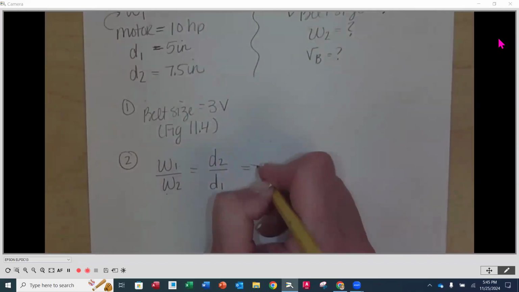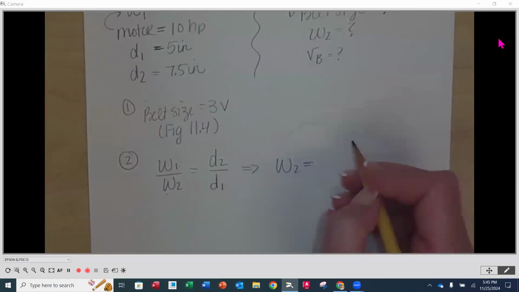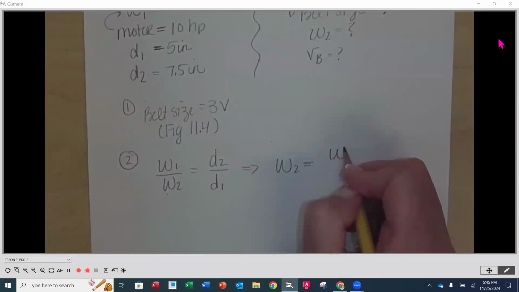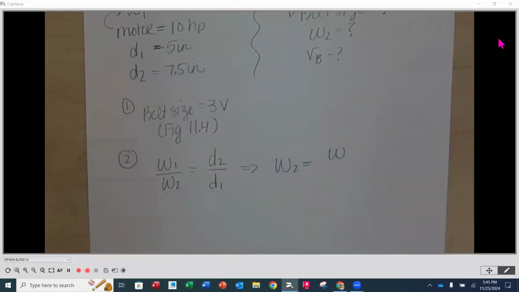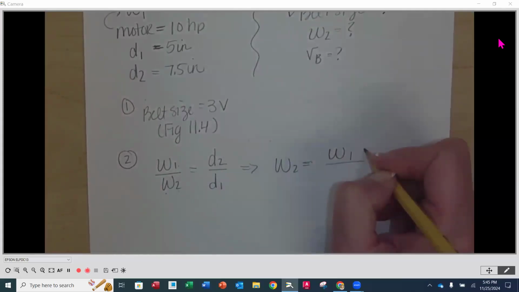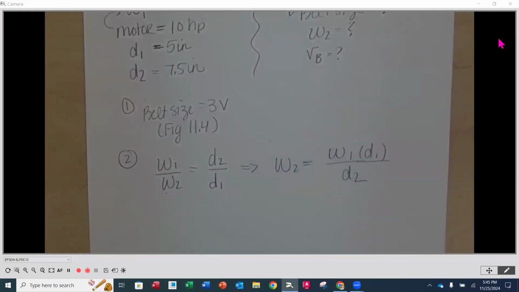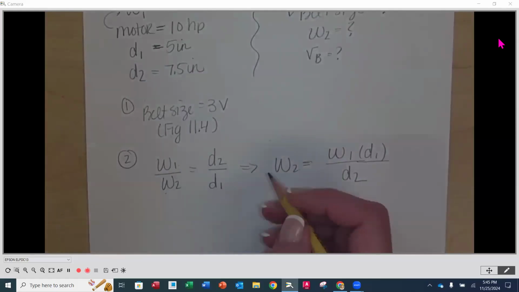So if we rearrange this and solve for W2, what do we get? W2 is going to be equal to, well, I'm not worried about the number yet. We just have to rearrange first. So we're going to put this up and this down. That means that W1 is going to be on top, times D1, divided by D2. Did I get that right? Yeah, I think so. So now we're going to put our numbers in.